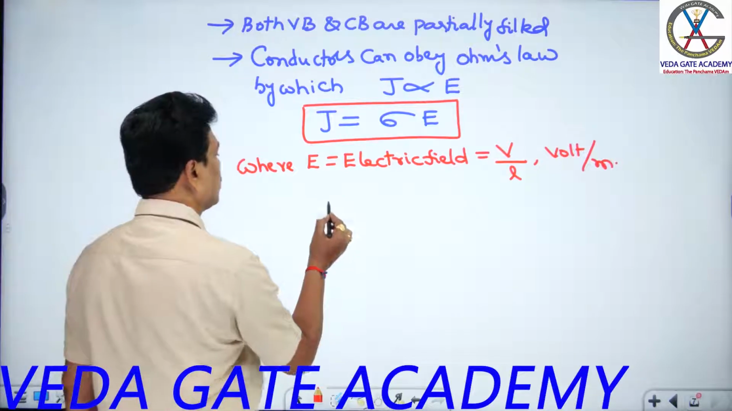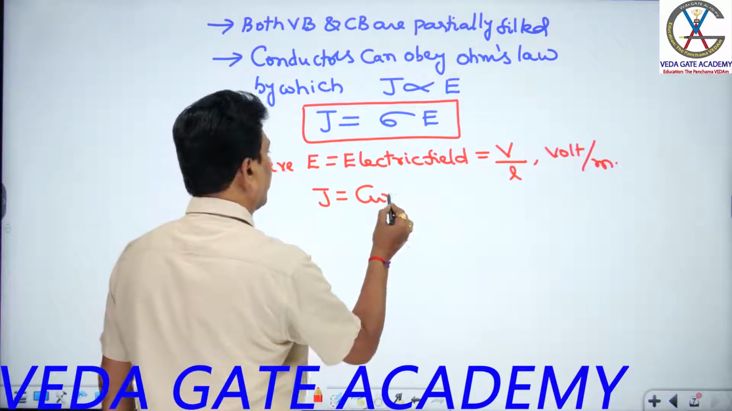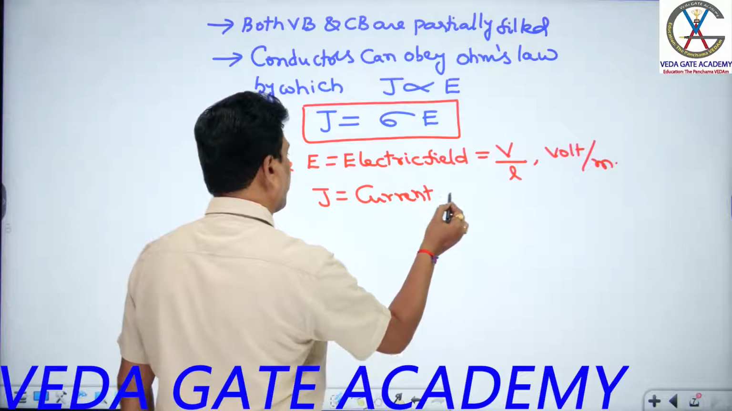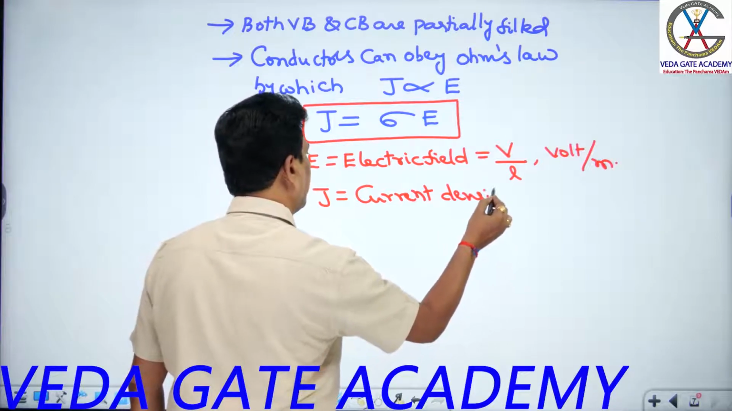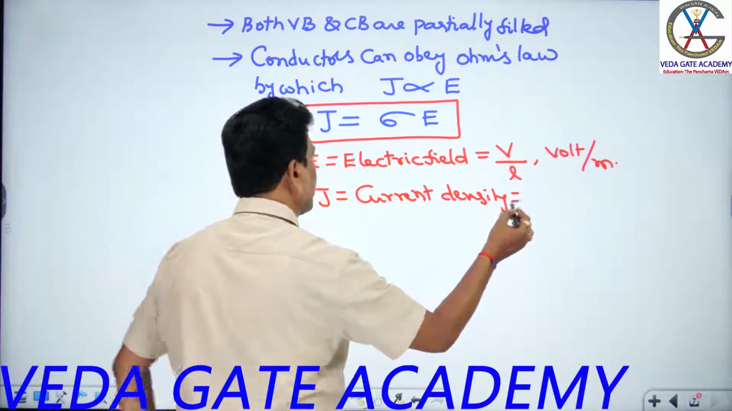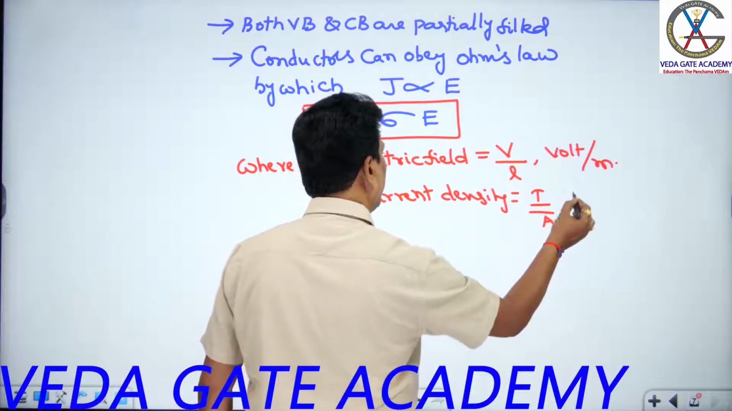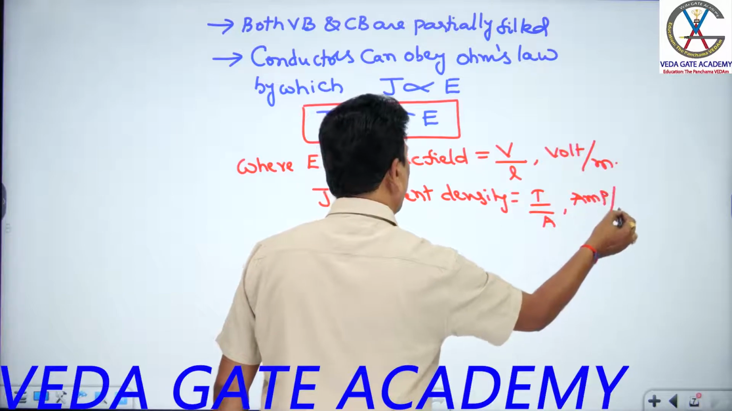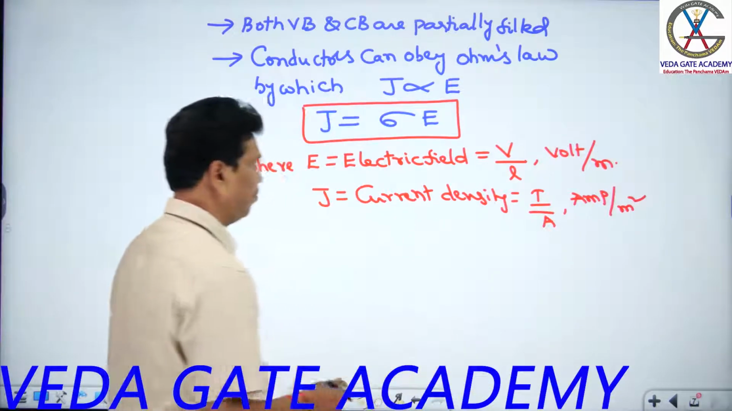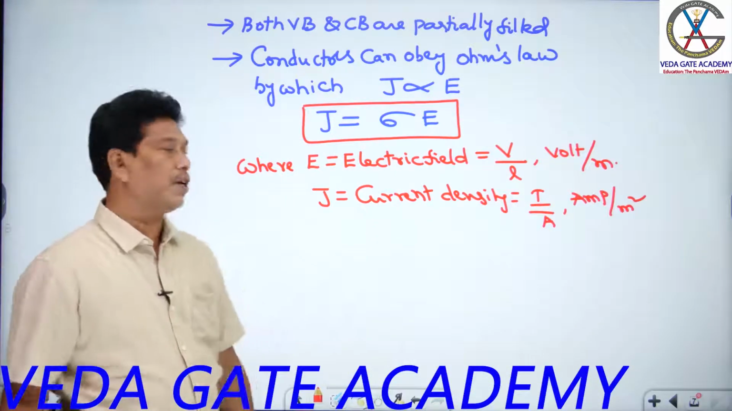What is that J, students? J stands for current density. How much current can be produced per unit area? The amount of current conducted in unit area, that is I by A. Unit is ampere per meter square. Confirm? And what is that sigma, students?